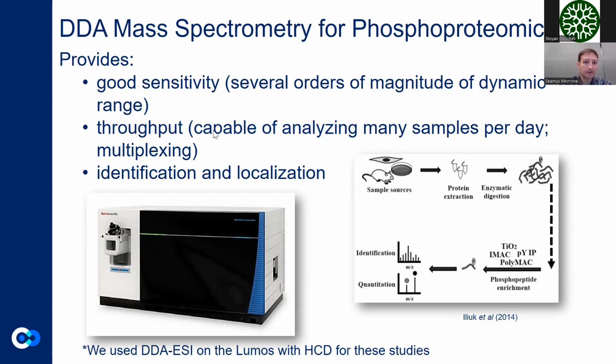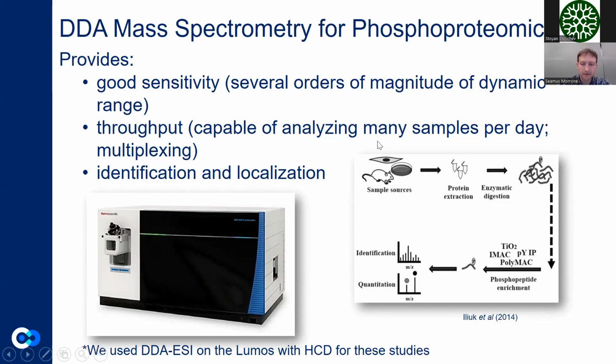And one of the reasons why it's such a gold standard is it provides good sensitivity, can cover several orders of magnitude of dynamic range of the peptide abundances, has very good throughput, it's capable of analyzing many samples per day, which is an ongoing field of research. And you can multiplex by combining multiple samples via labeling into one run. And it allows identification and localization just in raw data without any hypothesis to drive the acquisition of the data.